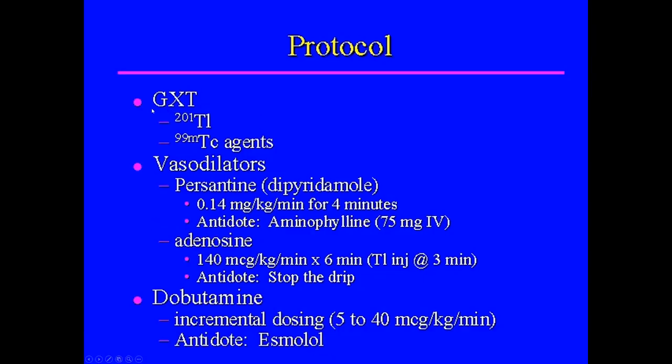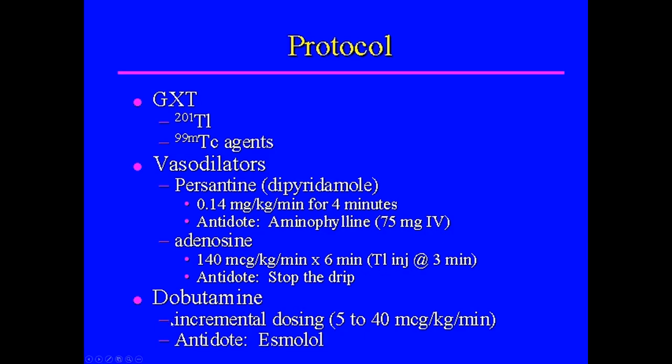Aside from exercise stress testing, there are the vasodilators as well. The older ones are like dipyridamole, which is infused over about a 4-minute period, and then a couple of minutes after the infusion, the tracer is injected into the patient, and that is considered the stress injection. With adenosine, there's a continuous infusion for about 6 minutes, and about 3 minutes, about halfway into the infusion, you inject your tracer, whether it's thallium or technetium-based.